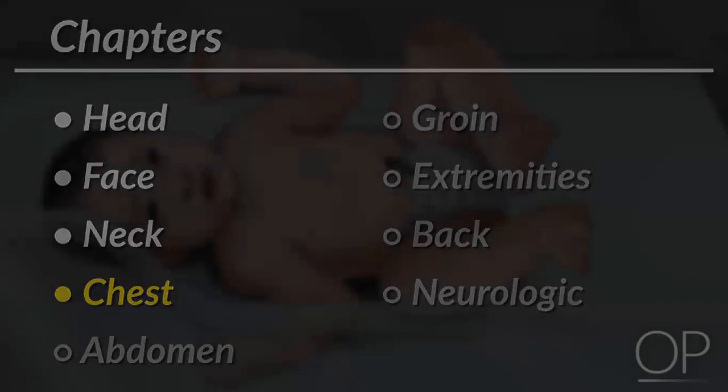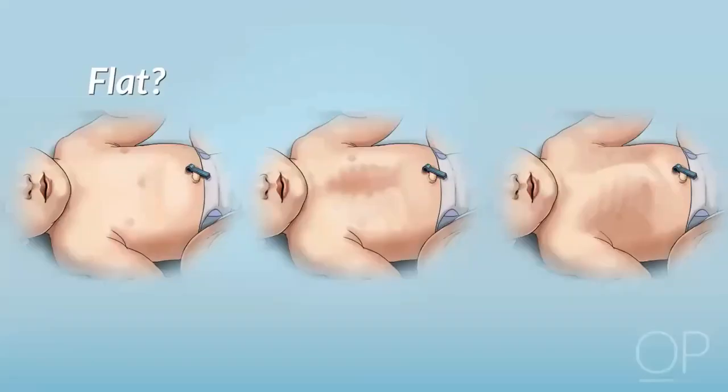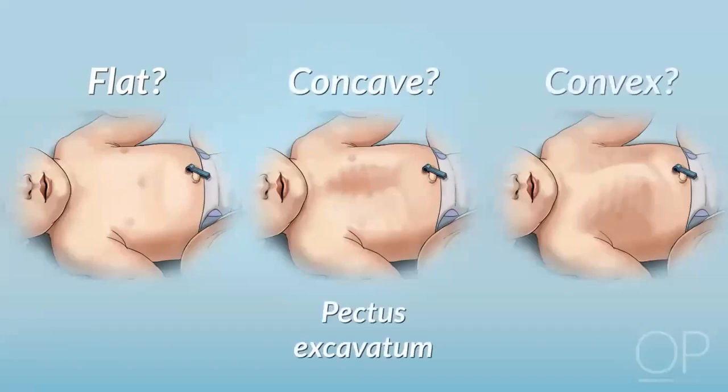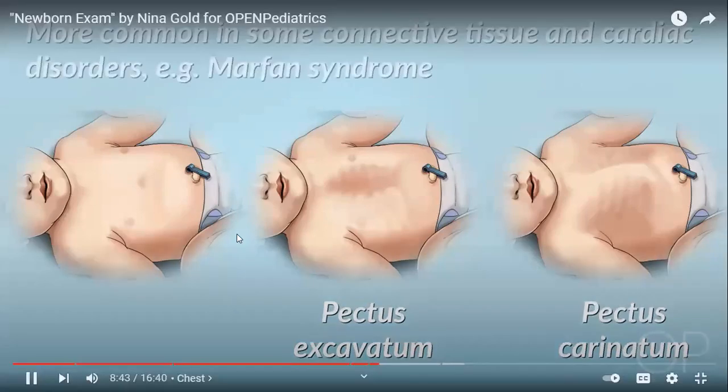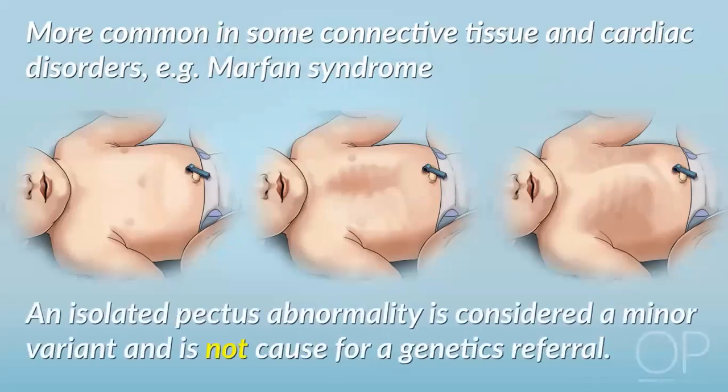Chest. Inspect the shape of the chest. Does the sternum lie flat, or is it concave, called a pectus excavatum, or convex, called a pectus carinatum? While these findings are more common in some connective tissue and cardiac disorders, such as Marfan syndrome, an isolated pectus abnormality is considered a minor variant.